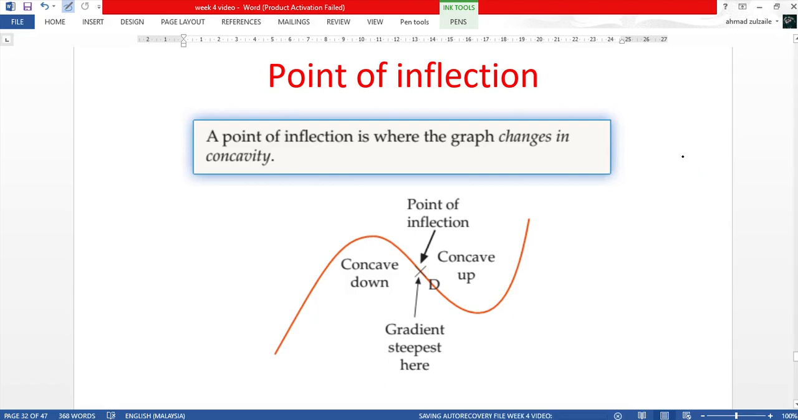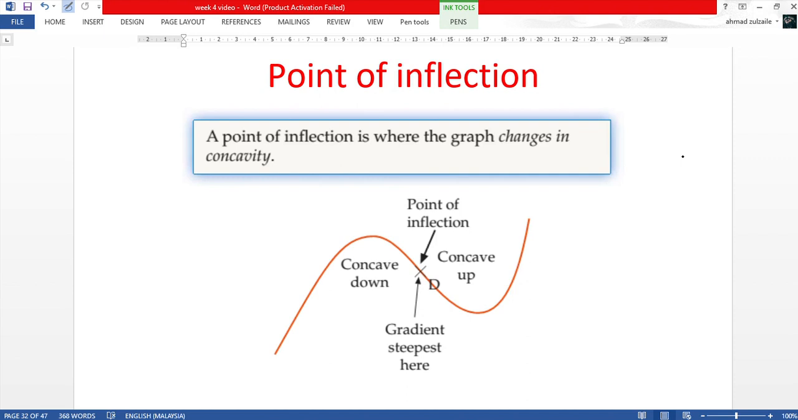Our last subtopic for week number 4 we call a point of inflection. By definition, point of inflection is where the graph changes in concavity. Remember just now we have two types of concavity: whether you have concave down like an umbrella, or concave up like a bowl, right?